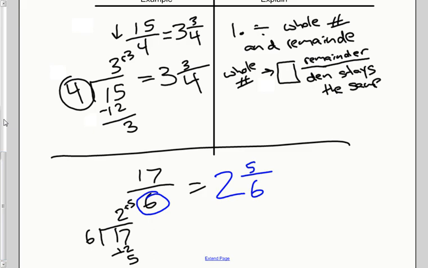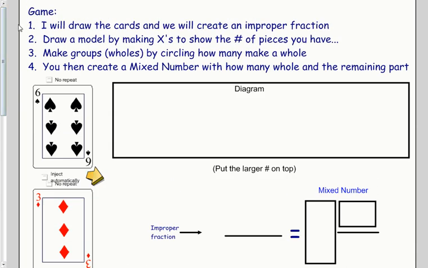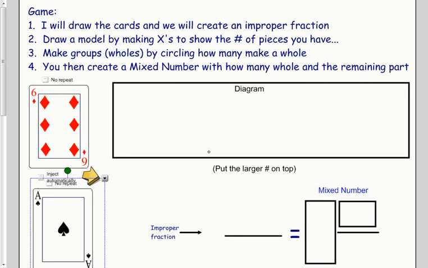All right, so I'm going to model a game for you that you're going to play later on by yourself or with a partner. And how we're going to do this is, you're going to draw 2 cards and create an improper fraction. Now remember, because we want it to be improper, you're going to take whichever one's larger and have that be your numerator up on top. Then we're going to draw a model by using x's, make groups, and figure out our mixed number. So let's start by going ahead and drawing our cards.